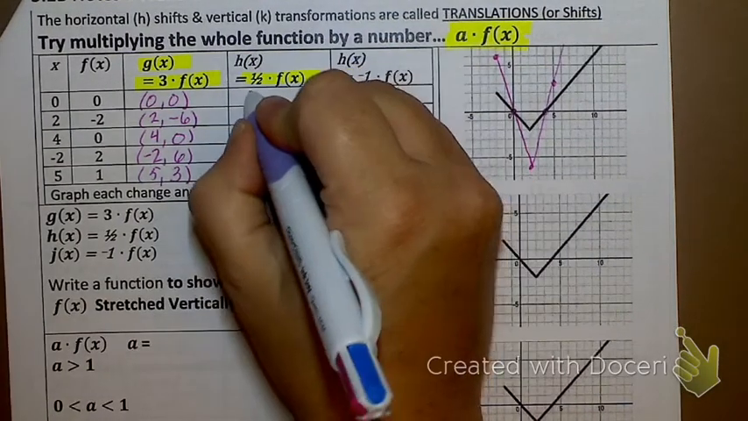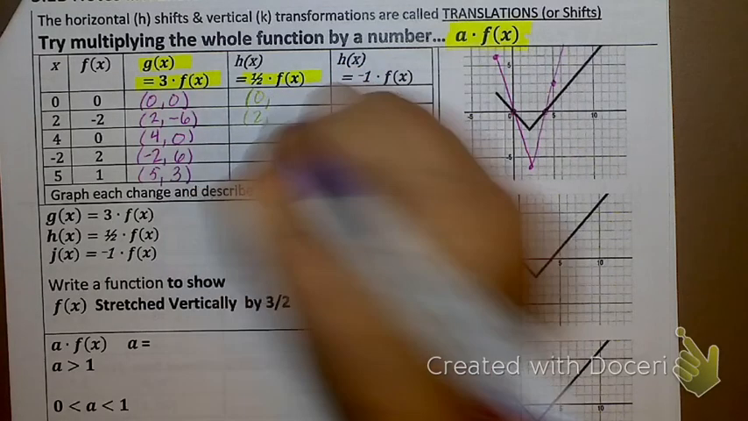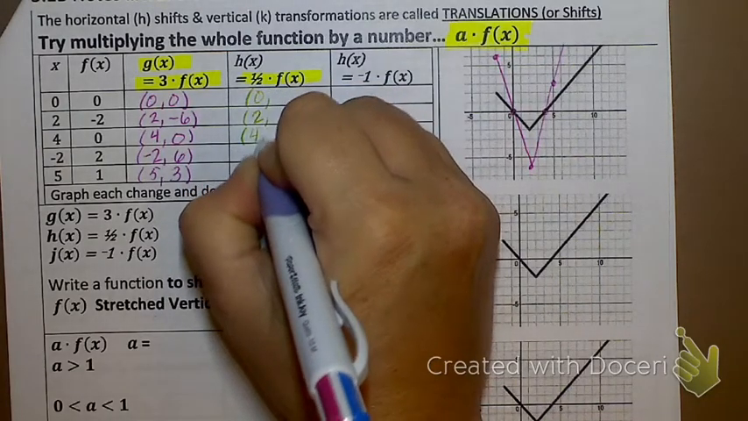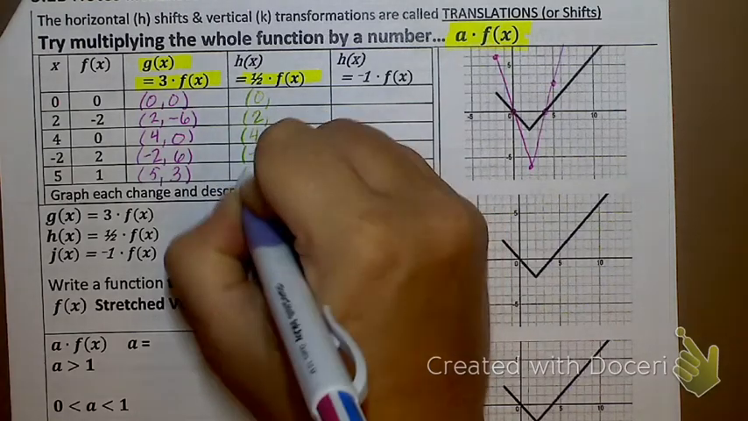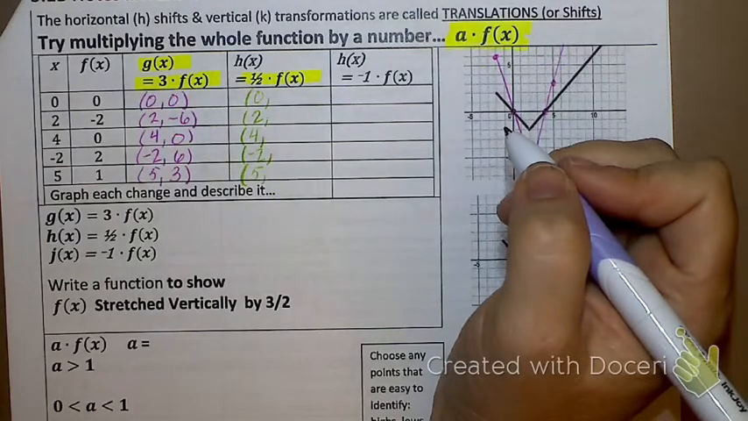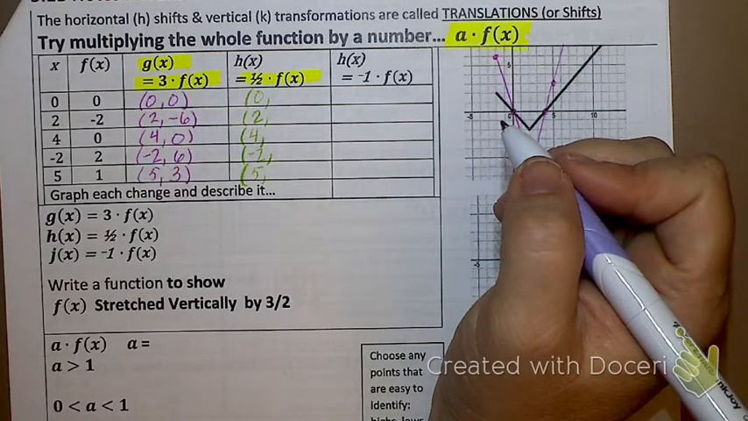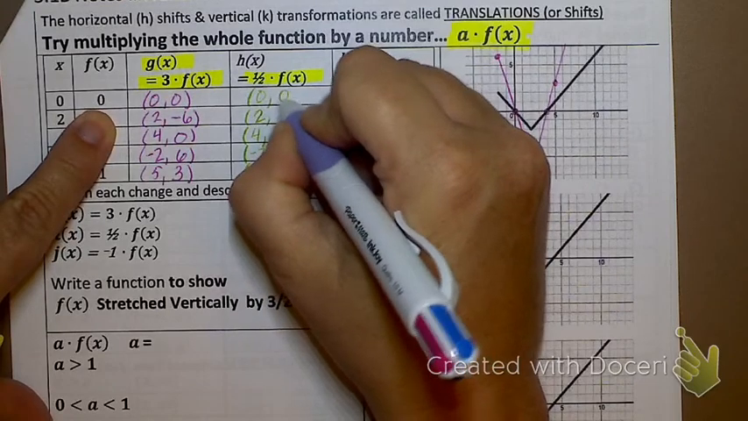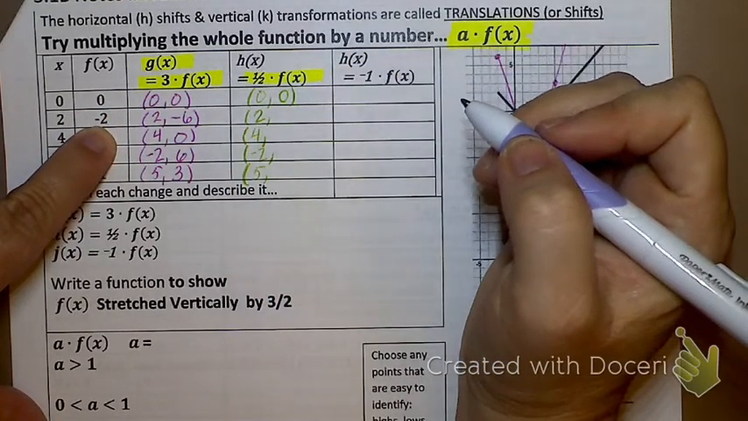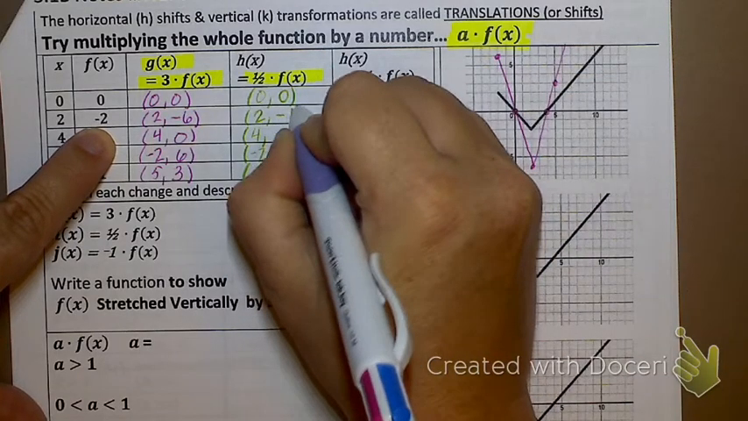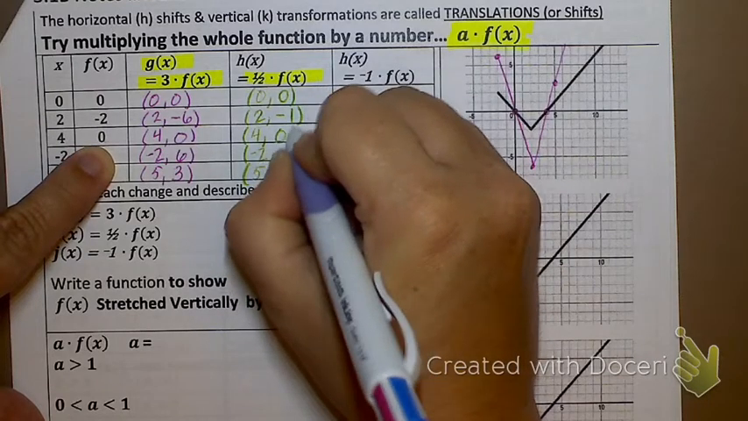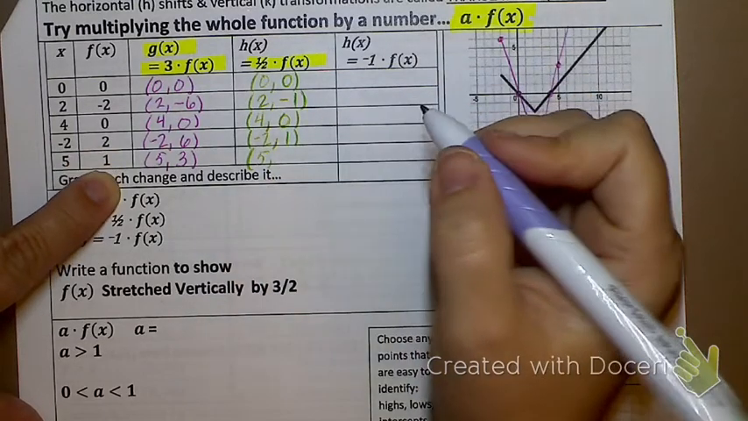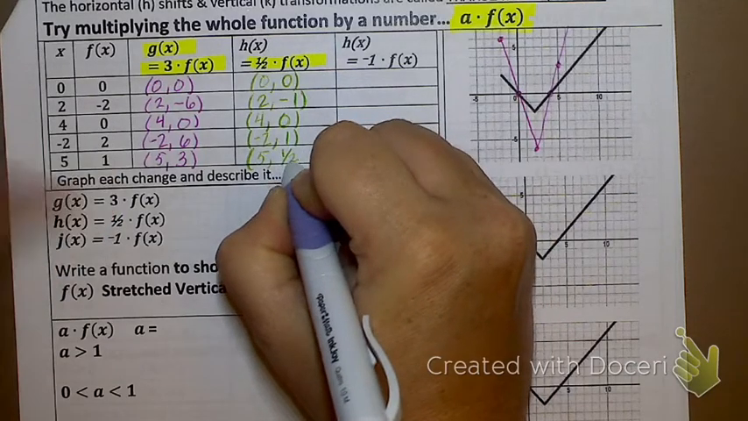So again, I'm going to keep the same x values. I have 0, comma something, 2, comma something, 4 something, negative 2 something, and 5 something. I know this green's a little hard to read, but I'll try and do it as dark as I can. And then what am I going to do to the y values this time? Multiply them by 1/2. So the original y value was 0 times 1/2 is still 0. Original y value was negative 2. Multiplied by 1/2 is what? Negative 1. Original y value was 0. Multiplied by 1/2 is still 0. Original y value was 2. Multiplied by 1/2 is 1. And original y value was 1. Multiplied by 1/2 is 1/2.